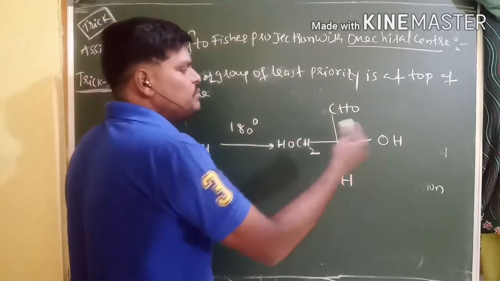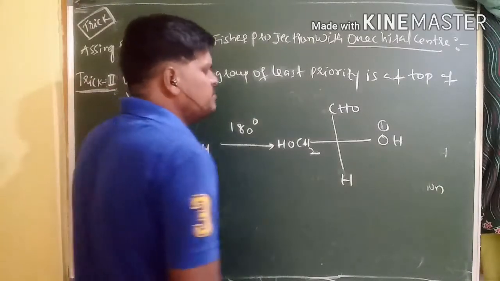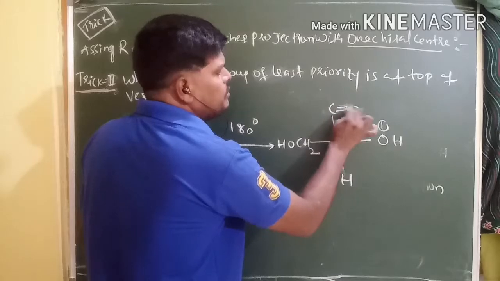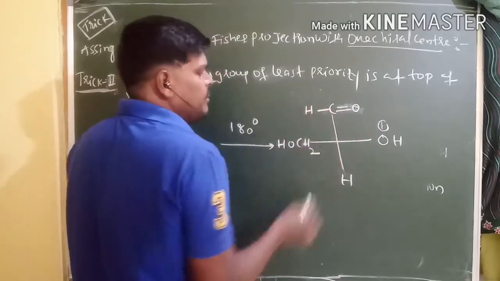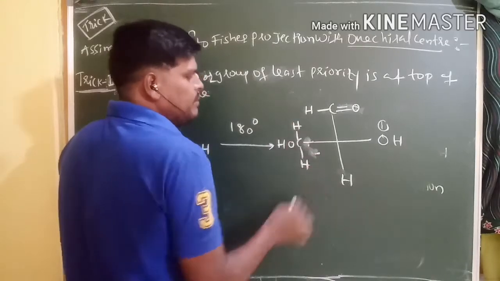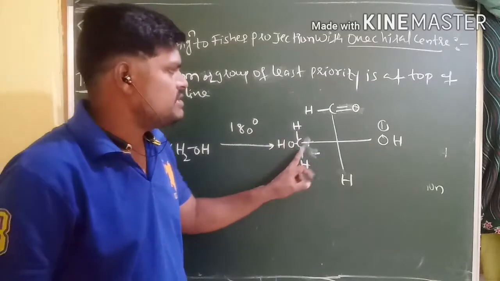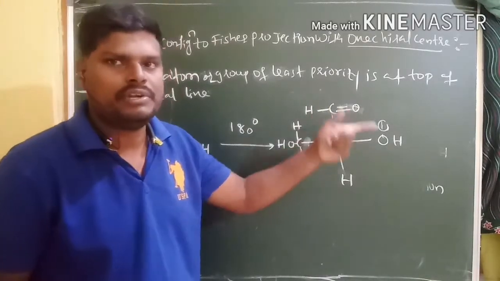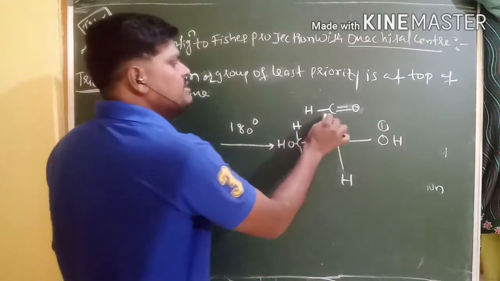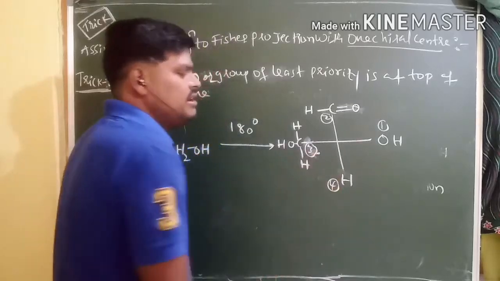So among these 4, the highest priority is oxygen, because its atomic number is 8. The next priority, as I told you already, is here CHO. It has a carbon-to-oxygen double bond and a single bond. Here hydrogen has single bonds. This carbon is surrounded by single bonds, but this carbon has a double bond. According to the CIP rule, a double bond has higher priority than a single bond. That's why this is second priority, and this is third priority. Of course, this is the least priority here.